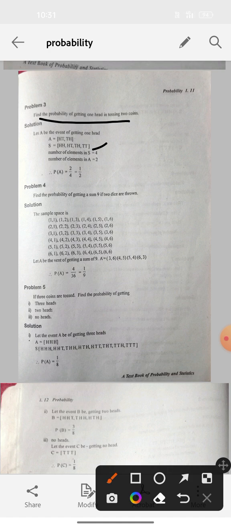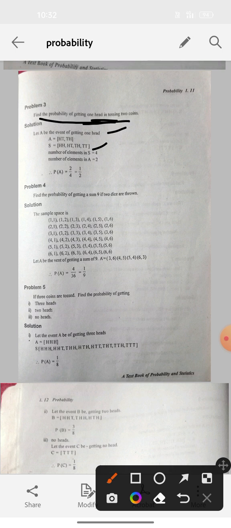So that is the sample space, the total space. Now they are asking only for one particular head, at least one head. That means from this whole sample space you can take that particular thing as A. Let A be the event of getting one head. So one head means HT or TH. HH is not one head. It will come under two heads.